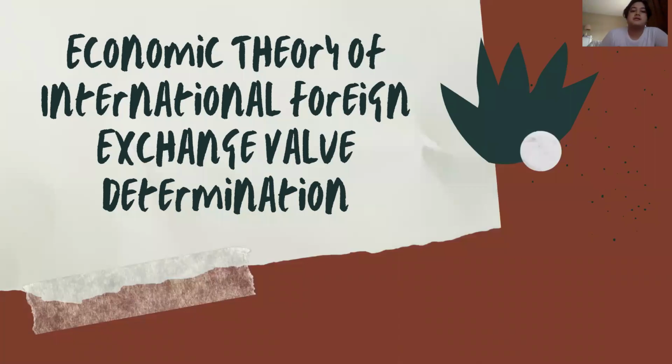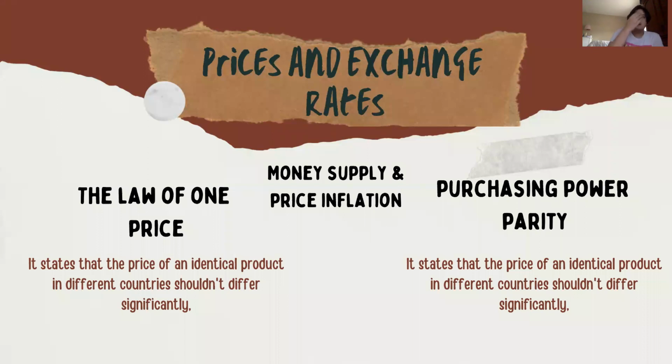Next, I'm going to explain the theory of international foreign exchange value determination. Prices and exchange rates can determine the value of a currency. Before explaining that, we have to know the law of one price. The law of one price basically states that the price of an identical product in different countries shouldn't differ significantly. For example, the price of a Big Mac over here and in the United States shouldn't differ significantly.